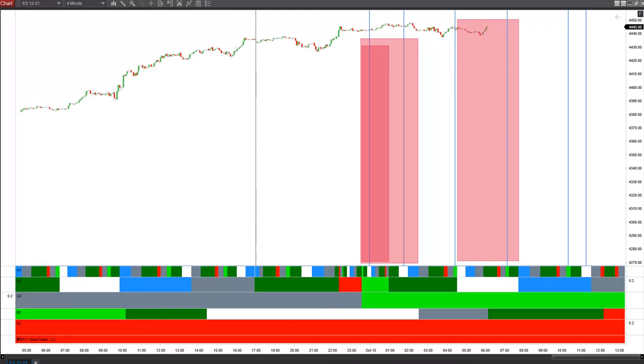From some of the math, I have resistance at 44.54. We're about 10 points away from that right now. And what I'm looking for is the market to peak in this white window here before we roll over. That could come as early as the 7:08 time on this green block on the white panel.